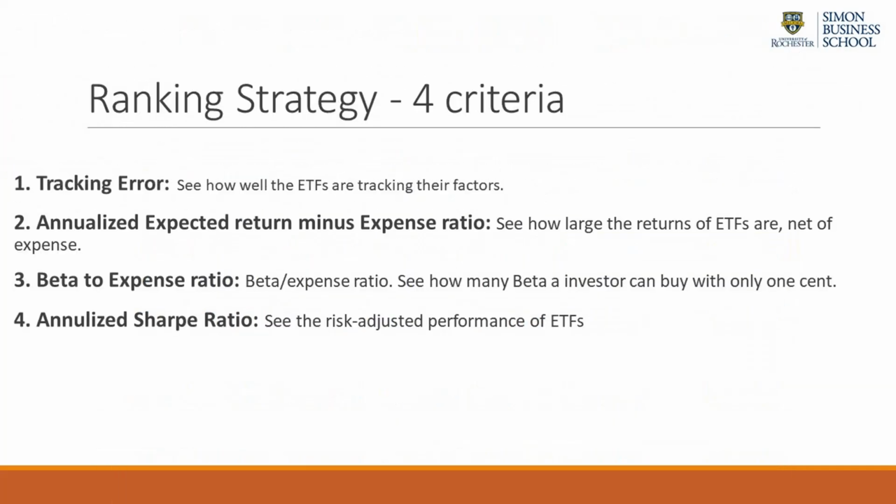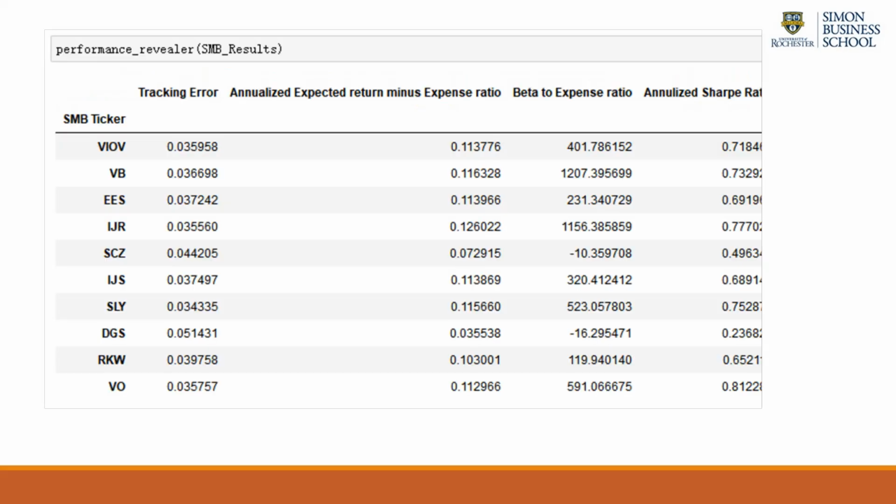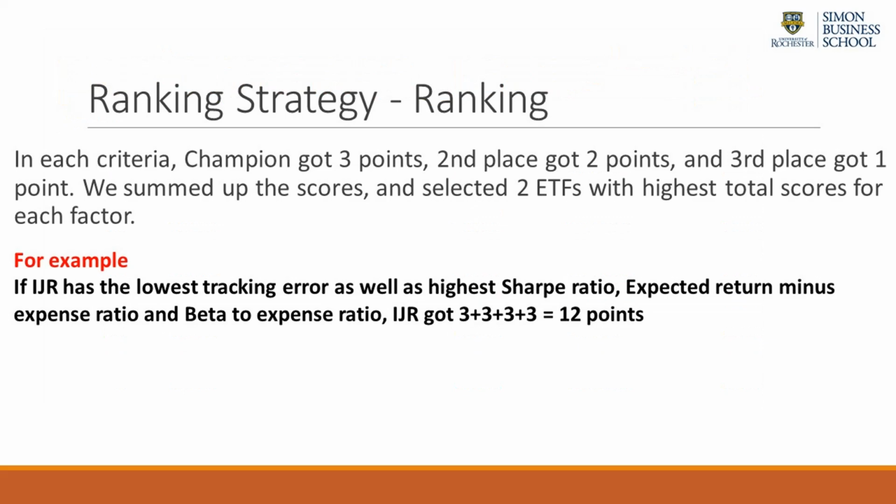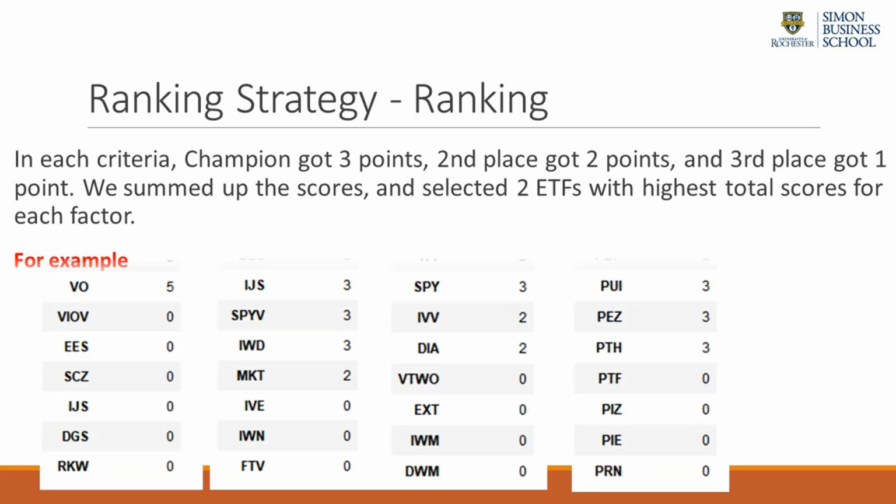In order to find the best performing ETFs, we have 4 different ranking criteria. They are tracking error, annualized expected return minus expense ratio, beta to expense ratio, and annualized Sharpe ratio. Defining performance reviewer, we have the result for each ETF under 4 different criteria. In each criteria, champion got 3 points, second place got 2 points, and third place got 1 point. We summed up the scores and selected 2 ETFs with highest total score for each factor. If IJR is a champion for each criteria, it scores 12 points.